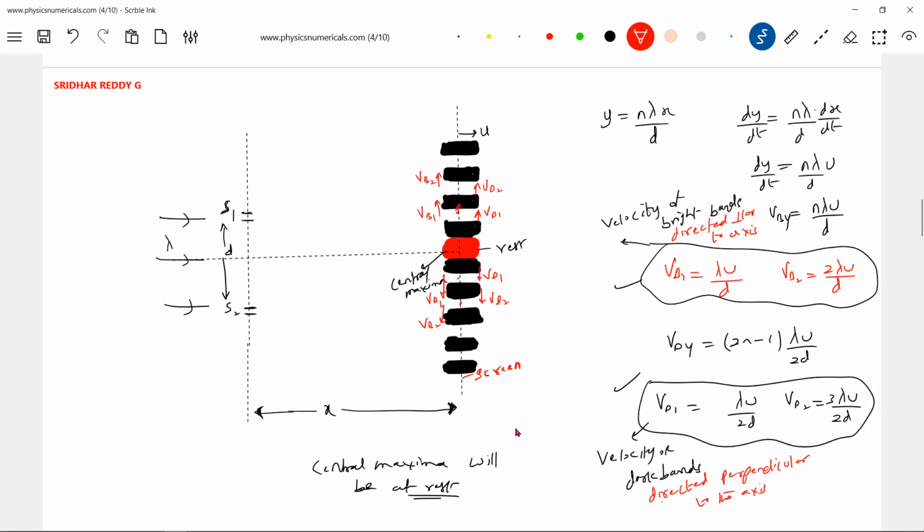Okay, no. So in many SHM conditions, so many things are there. You should just have an idea that the screen is fixed. If the slits move, then also the conditions are the same.